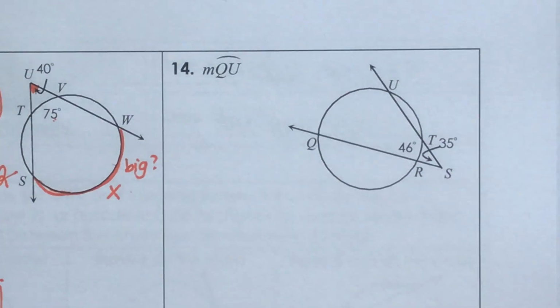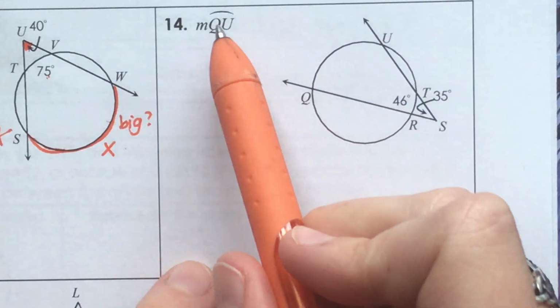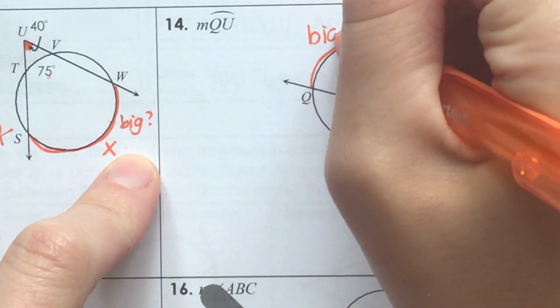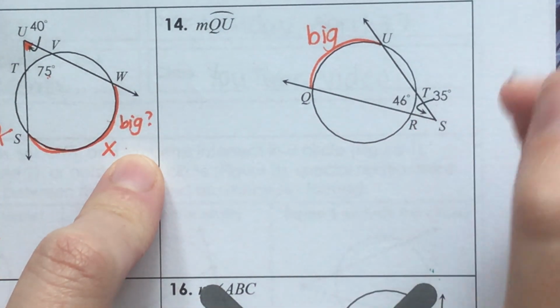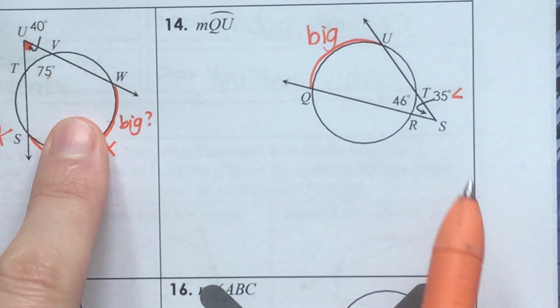Oops, sorry. Next one, 14. Big minus angle equals big minus small divided by 2. It's asking me to find QU, which is right here. That's the big. I have the small, and I have the angle, right? So I'm going to set up the equation just like I did in the last one.